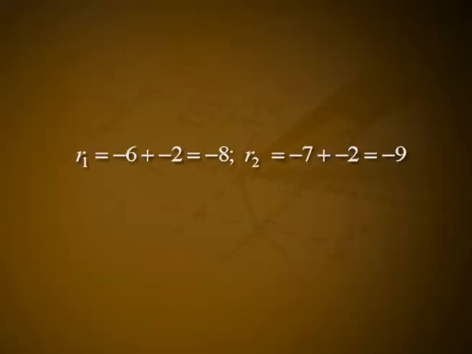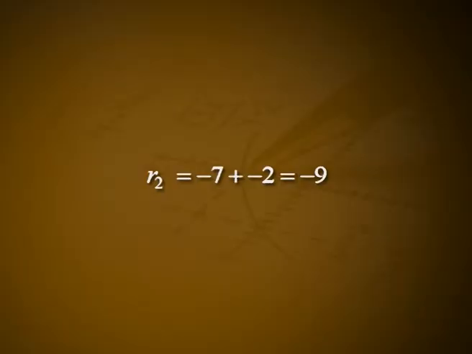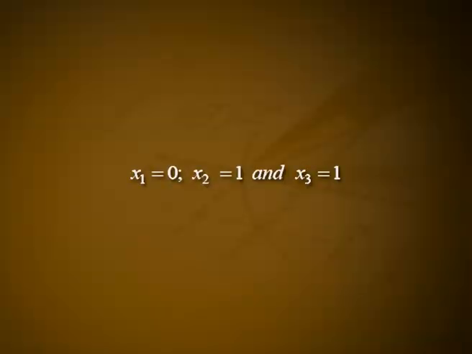This gives the residuals as R1 equal to minus 6 plus minus 2 that is equal to minus 8, R2 equal to minus 7 plus minus 2 that is equal to minus 9, and R3 equal to minus 8 plus 10 that is equal to 2. Observe that the highest residual is R2, that is minus 9. Making the operation capital R2 on the variable values gives x1 equal to 0, x2 equal to 1 and x3 equal to 1.